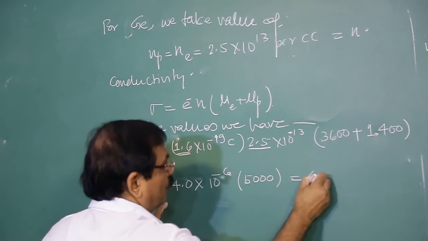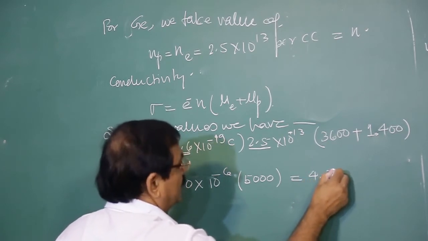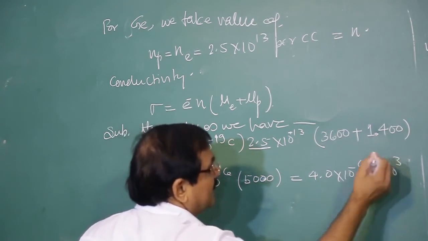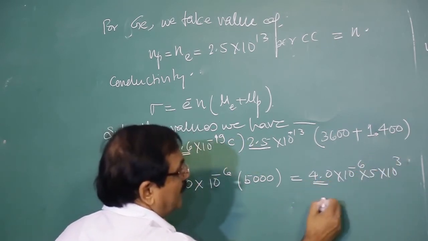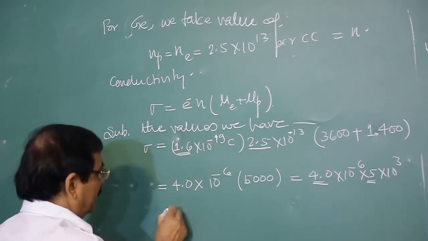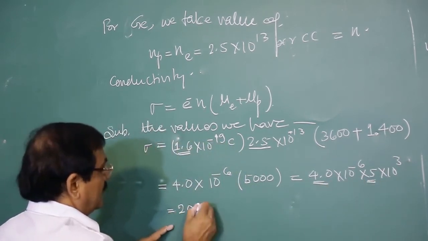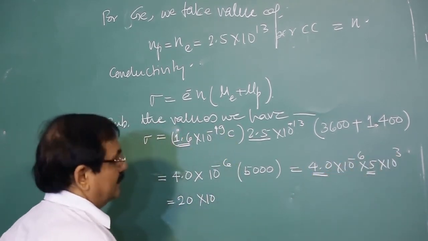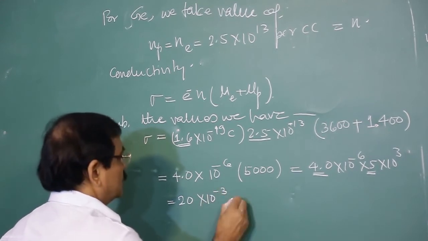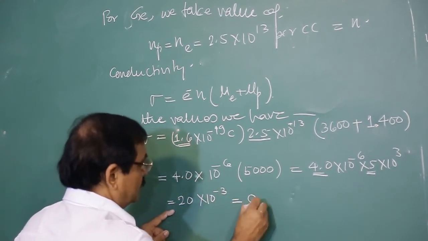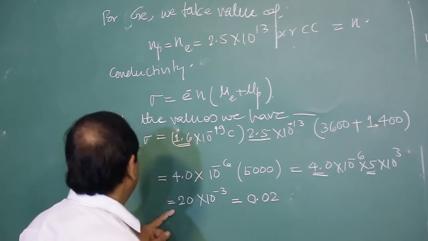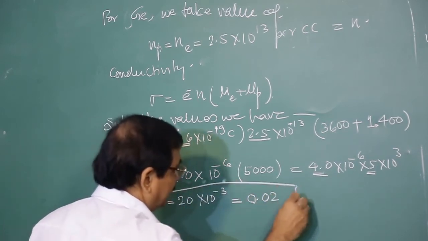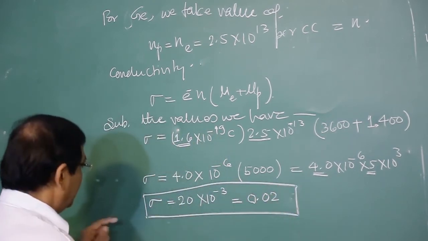So, we have 4.0 into 10 to the power minus 6 into 5 into 10 to the power plus 3. 4.0 times 5 is 20, and 10 to the power minus 6 times 10 to the power plus 3 is 10 to the power minus 3. So, 0.02 will be the value of sigma.